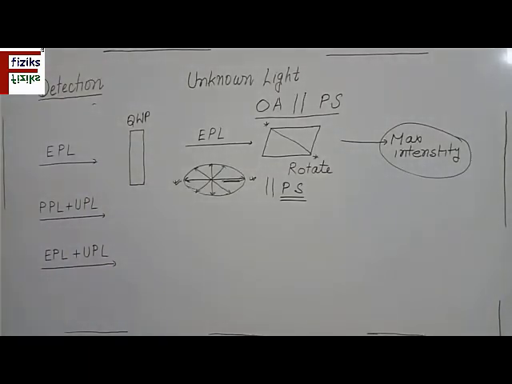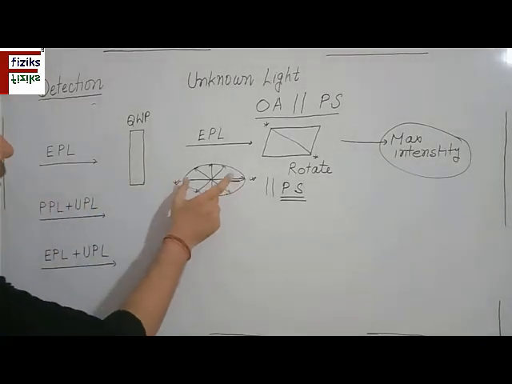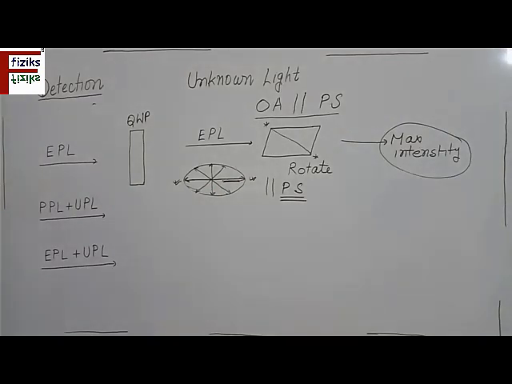So what we are doing, first we will place this rotating Nicol on the stand, and the given light is passed through this rotating Nicol. We will rotate this Nicol up to the position when on the emergent side we have maximum intensity. That maximum intensity will be obtained when the major axis of the elliptically polarized light becomes parallel to the principal section of the rotating Nicol.